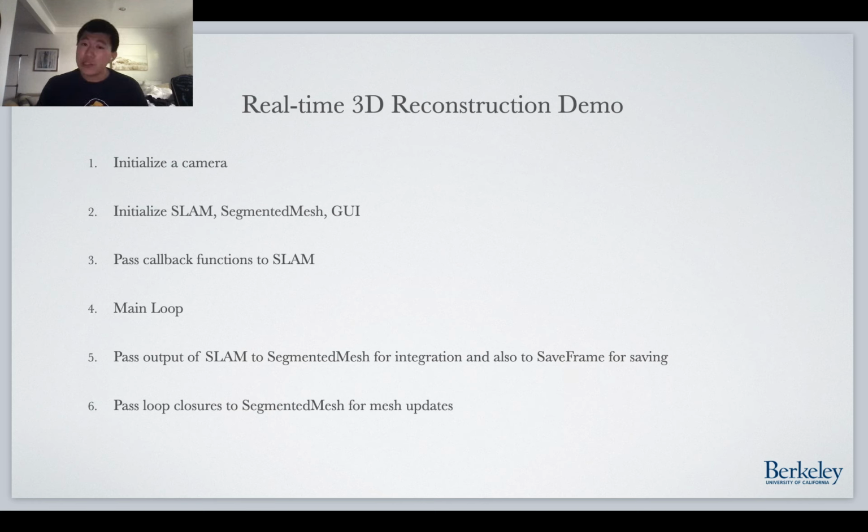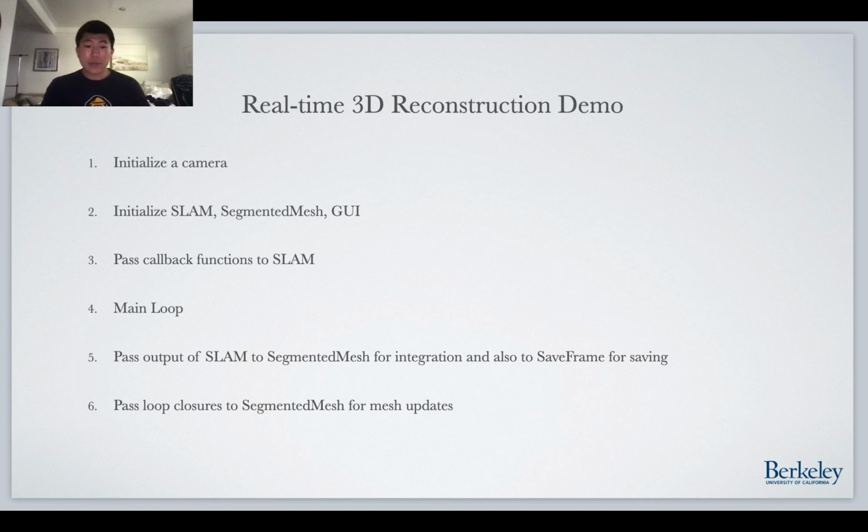The real-time 3D reconstruction demo has the following structure. As with the SLAM demo, first we initialize a camera object, specific to whichever camera we are using to run OpenARK. Then the SLAM system is initialized. Callback functions are passed into the SLAM system to combine all the SLAM and 3D reconstruction maps. Then the main loop is run.